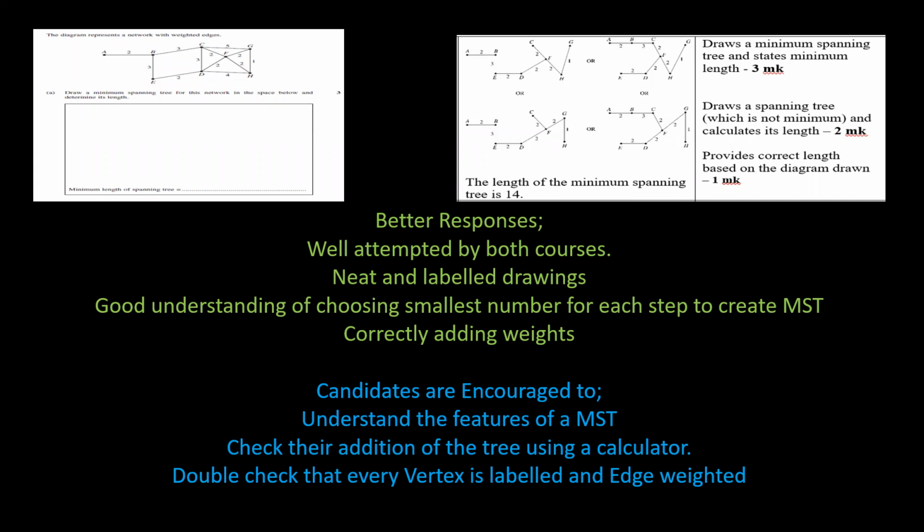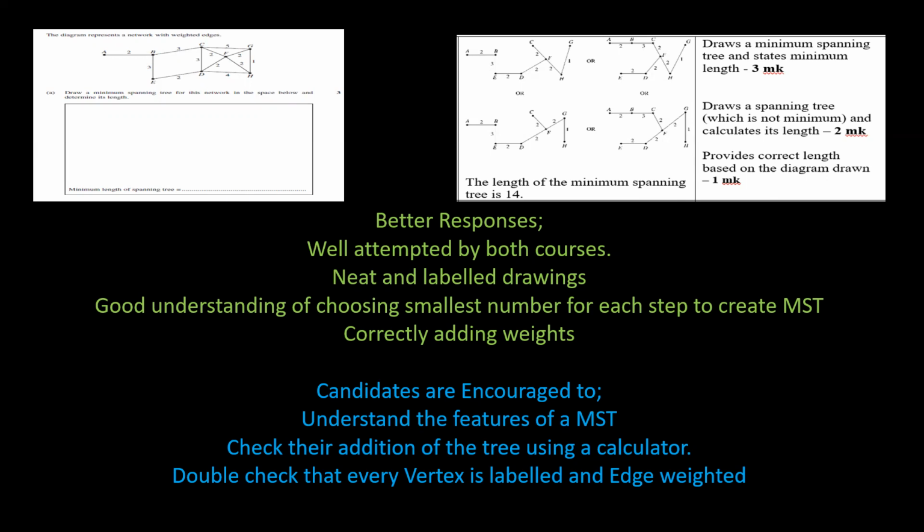It didn't necessarily mean that students were achieving the full 3 marks, but on the whole, our stats will show that many students were achieving 1, 2 or 3 marks with a limited number of NAs. It's important that neat and labelled drawings really help to gain marks. There was good understanding of choosing the smallest number for each step to create the minimum spanning tree, and correctly adding weights.